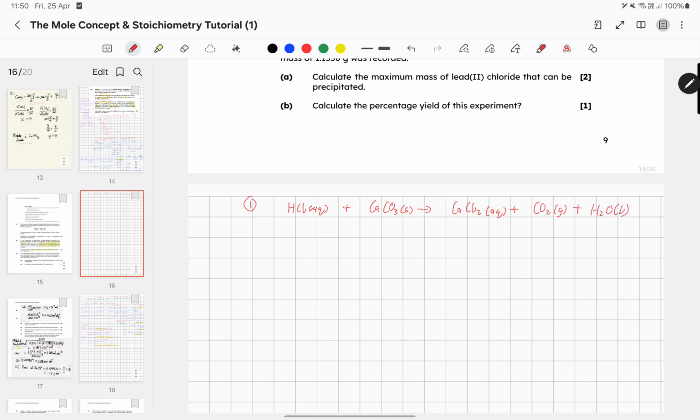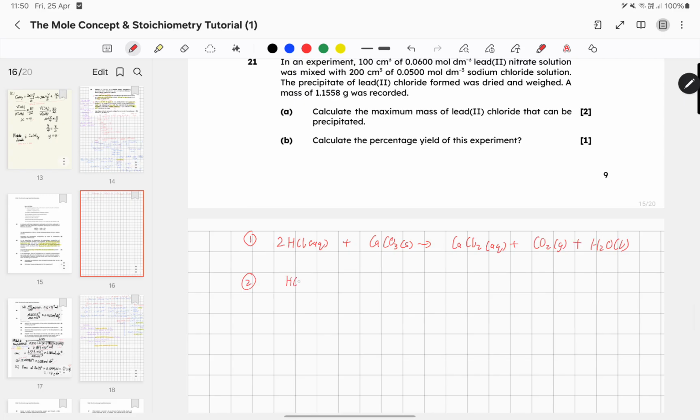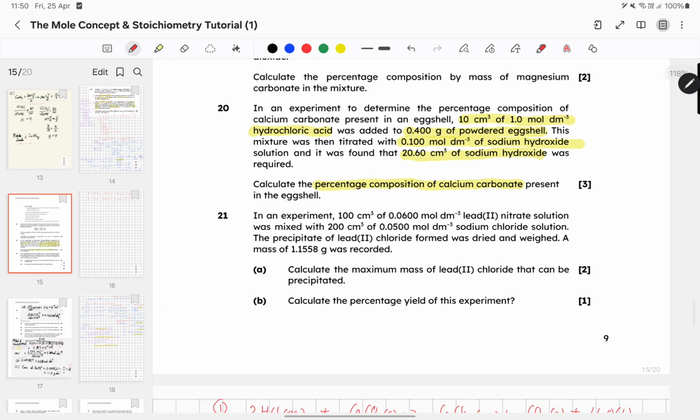Then we just need to make a comparison, see what are the things to balance out. So 2Cl, 2H, CO3 seems to be balanced out also. So this is good and well done. Then afterwards we need the sodium hydroxide reacted with HCl. So HCl plus NaOH gives you NaCl plus water, and there's no need to balance it because it's already balanced.